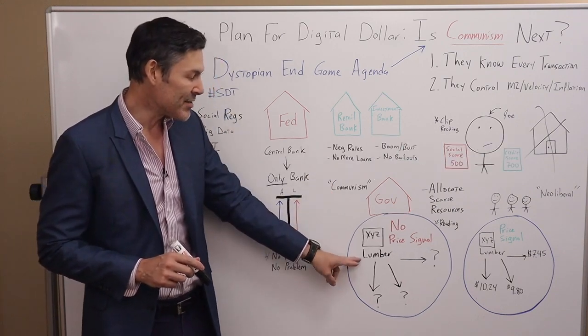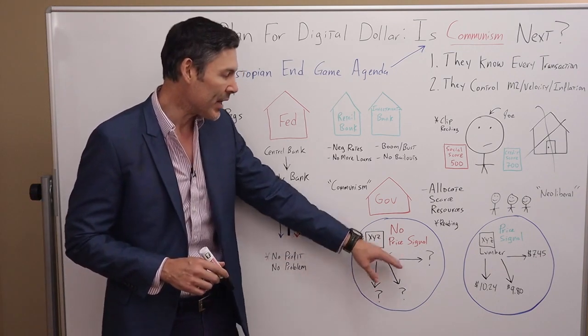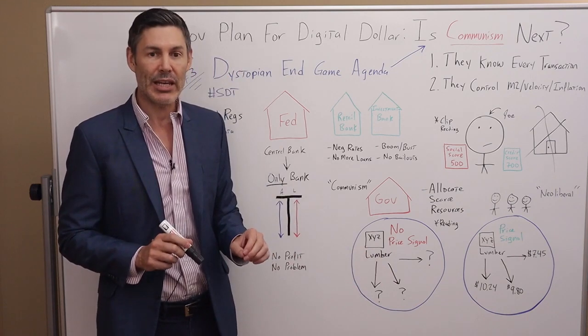Therefore, scarce resources get allocated in the most efficient manner possible. Where over here in this type of economy, they also have scarce resources, but they don't know how to allocate them. So it's the blind leading the blind.